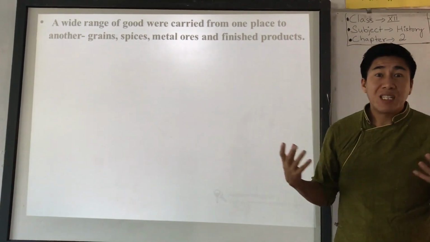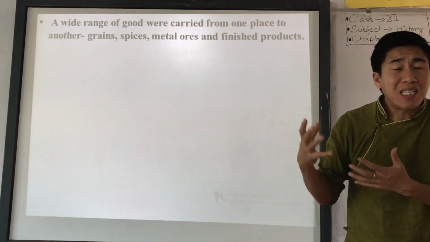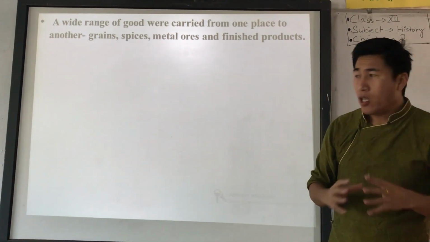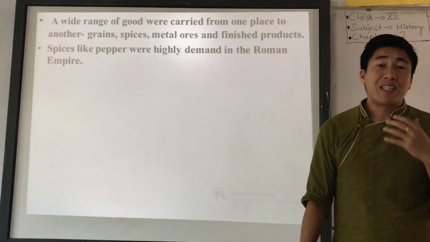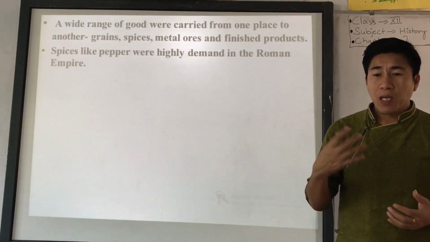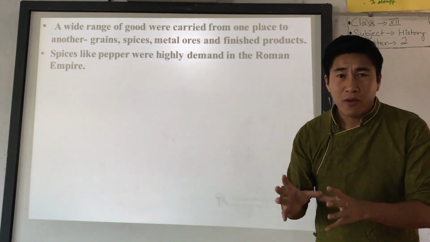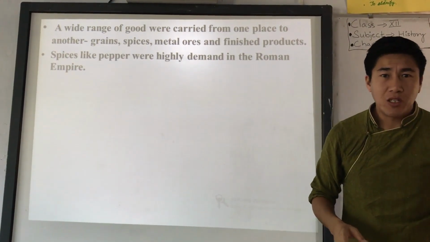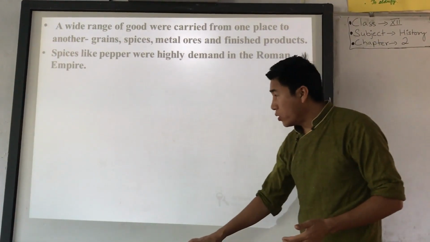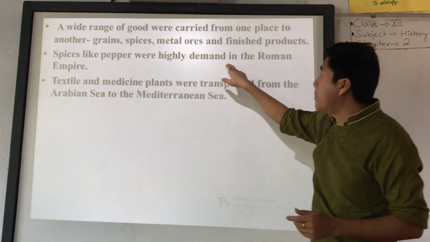Now, one interesting thing about India in ancient times is that India was very popular for its spices, especially pepper, which we call erma, very popular in the Roman Empire and the Middle East nations. Indian textiles were also very important. We have information mentioned by different historians that spices and textiles from India were carried to the Roman Empire and other nations. Understood? Spices like pepper were highly demanded in the Roman Empire.